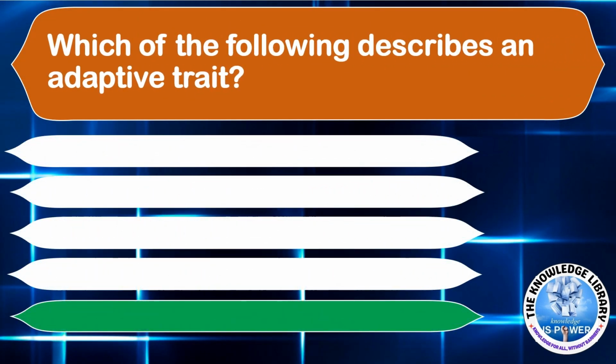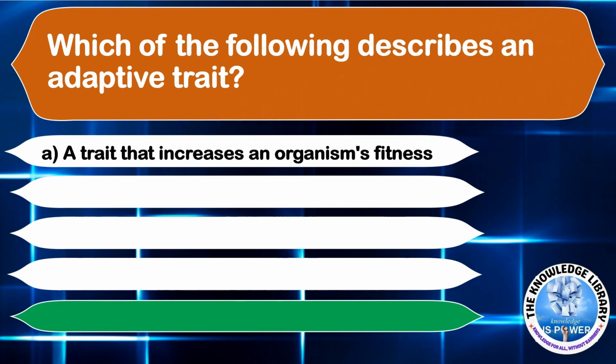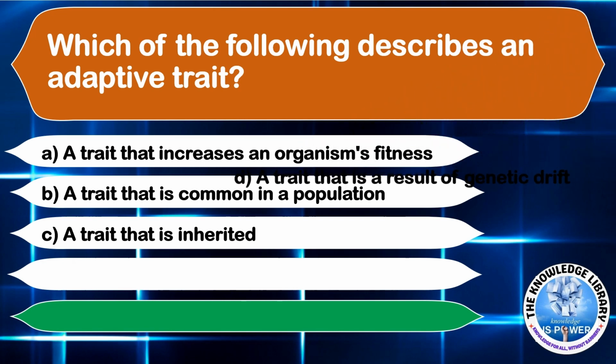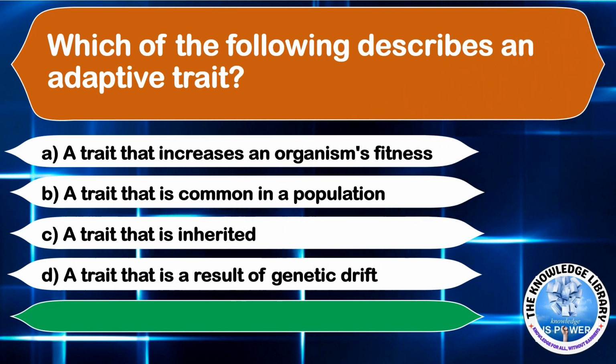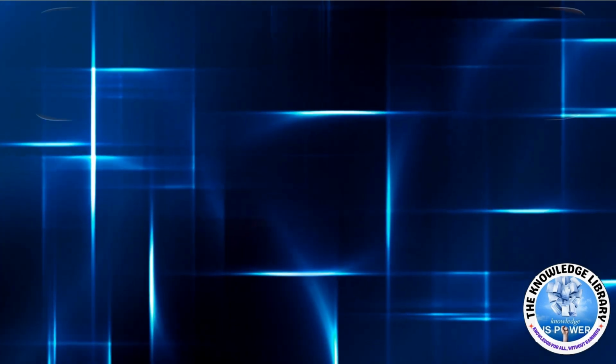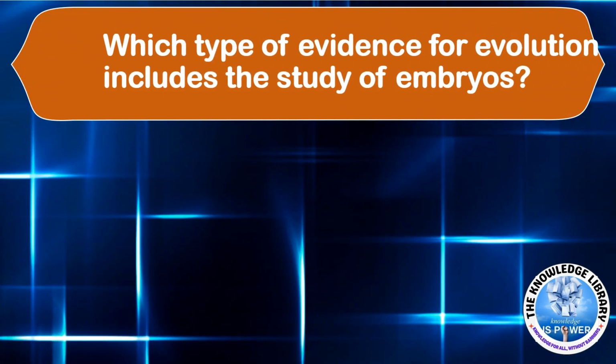The next question is, which of the following describes an adaptive trait? Option A, a trait that increases an organism's fitness. Option B, a trait that is common in a population. Option C, a trait that is inherited. Option D, a trait that is a result of genetic drift. Answer is option A, a trait that increases an organism's fitness.